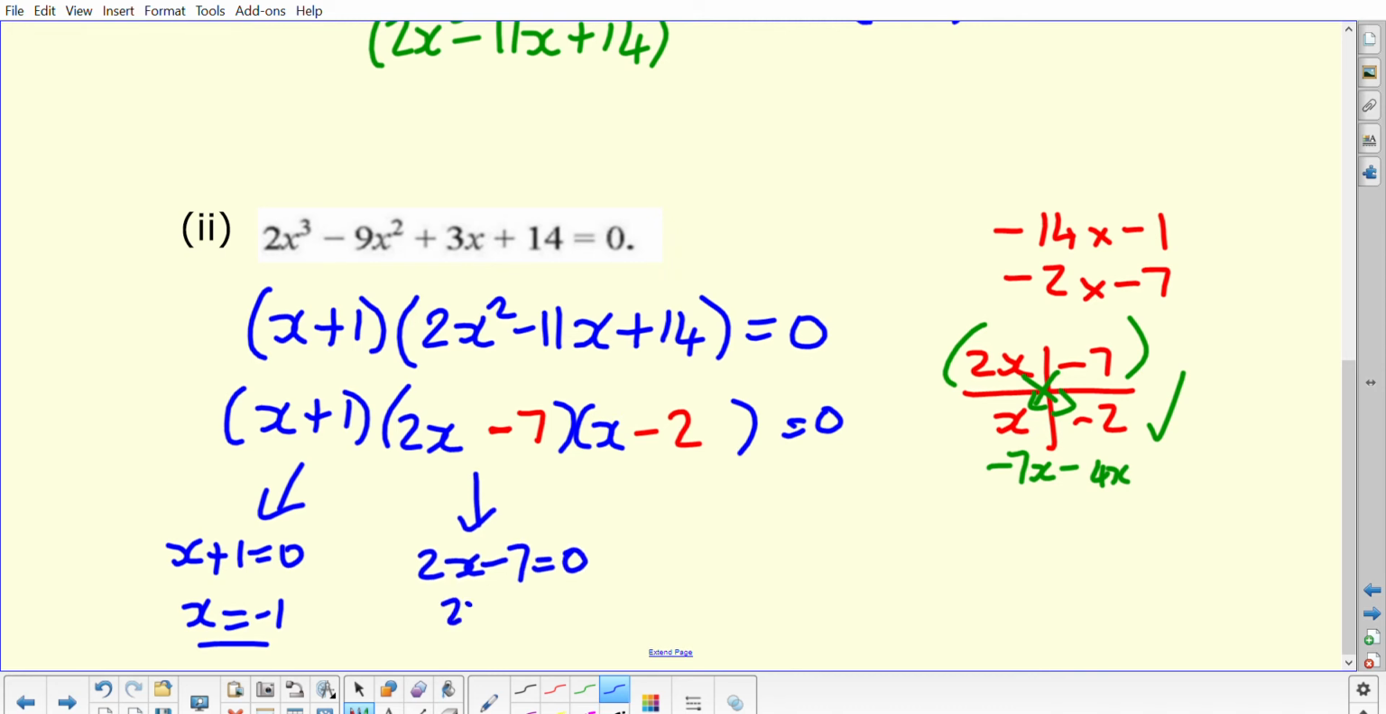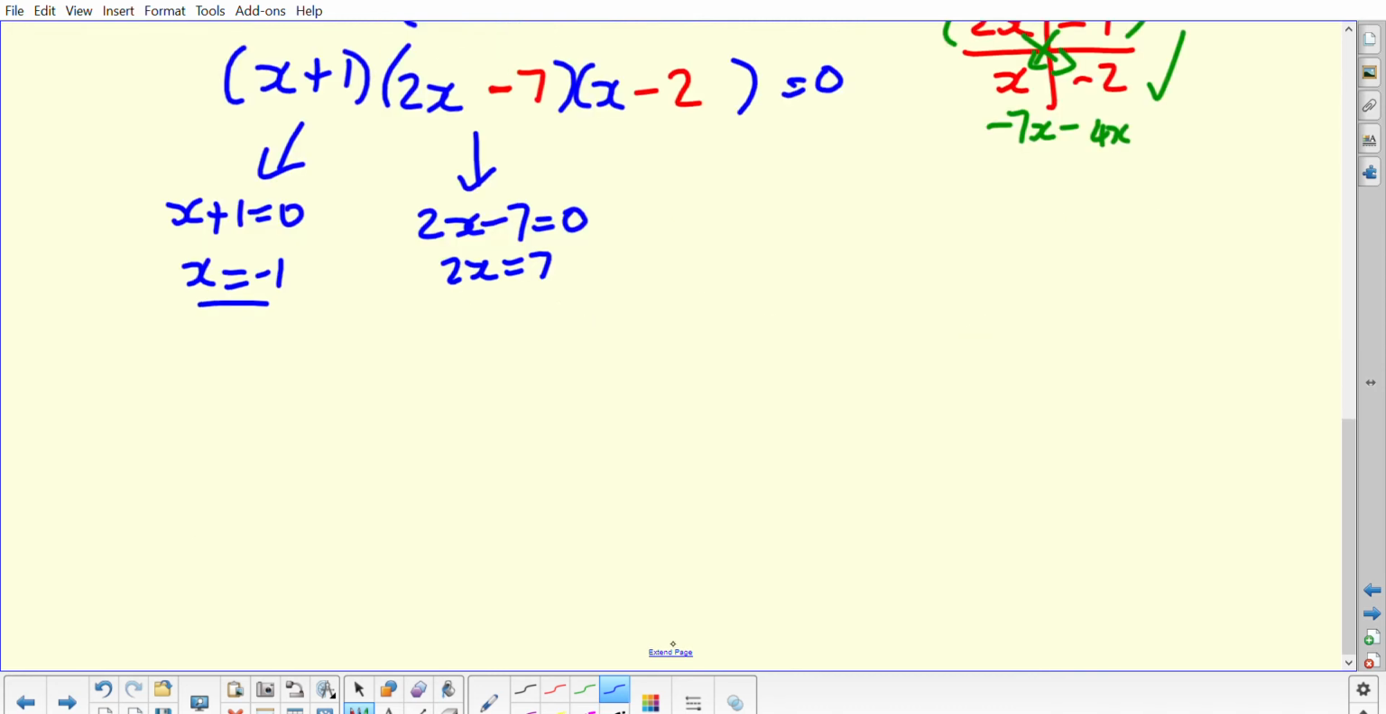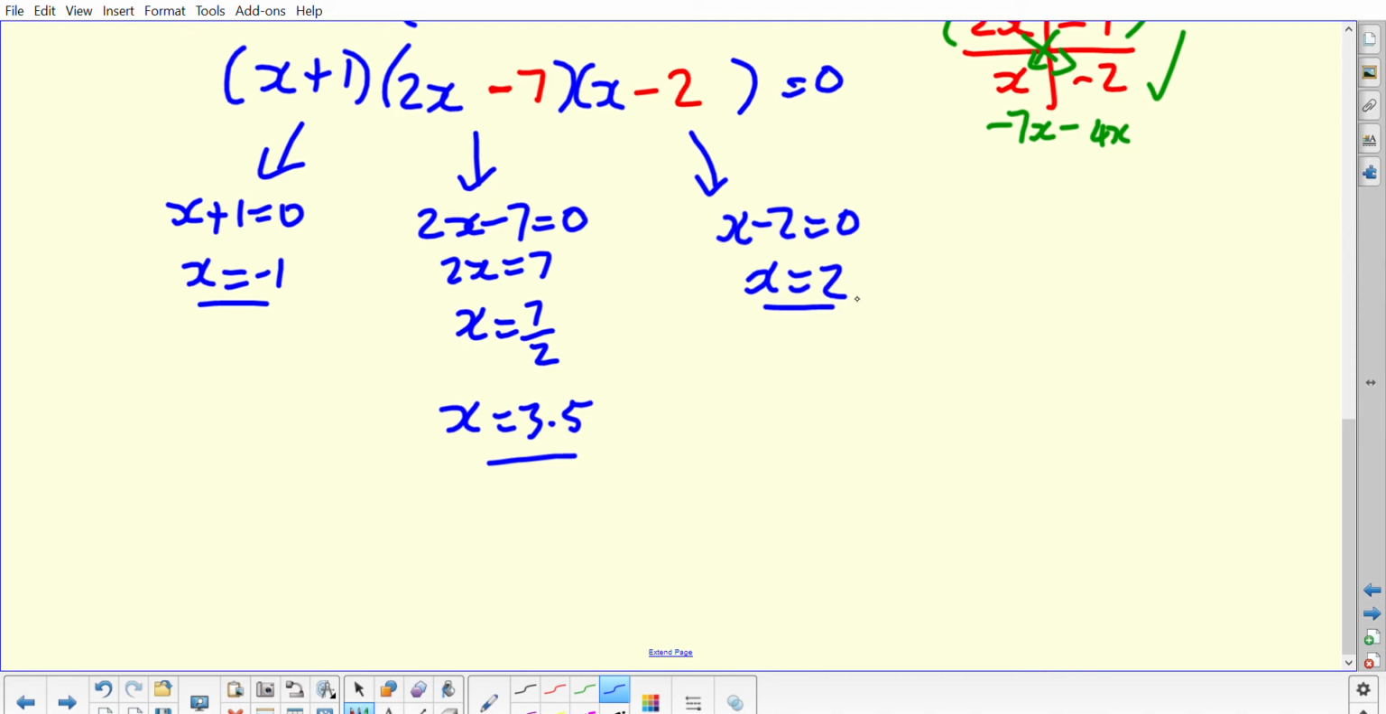So that would give you your x equals minus 1. This one will give you 7 over 2, or you can write it as 3.5. And the last one, x minus 2, would produce x equals 2. So that's all you're asked to look for in the first bit. You're just asked to solve the equation, and that's it.